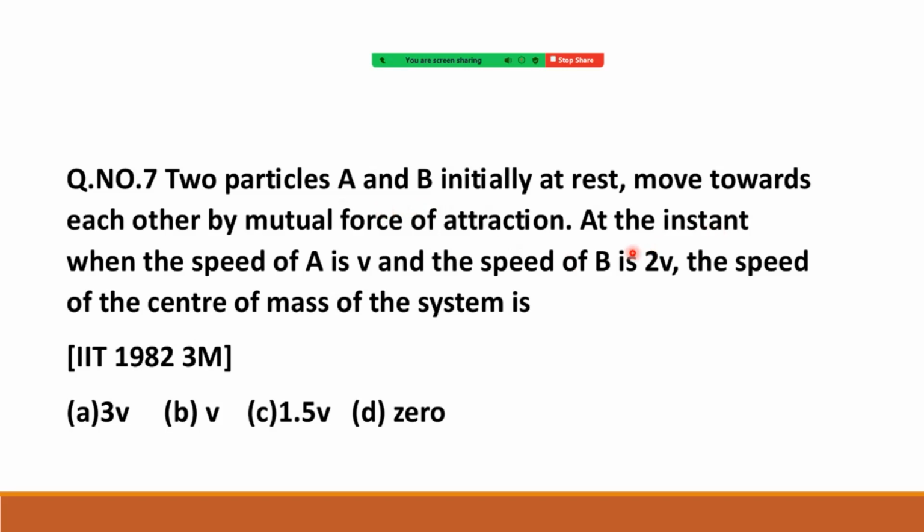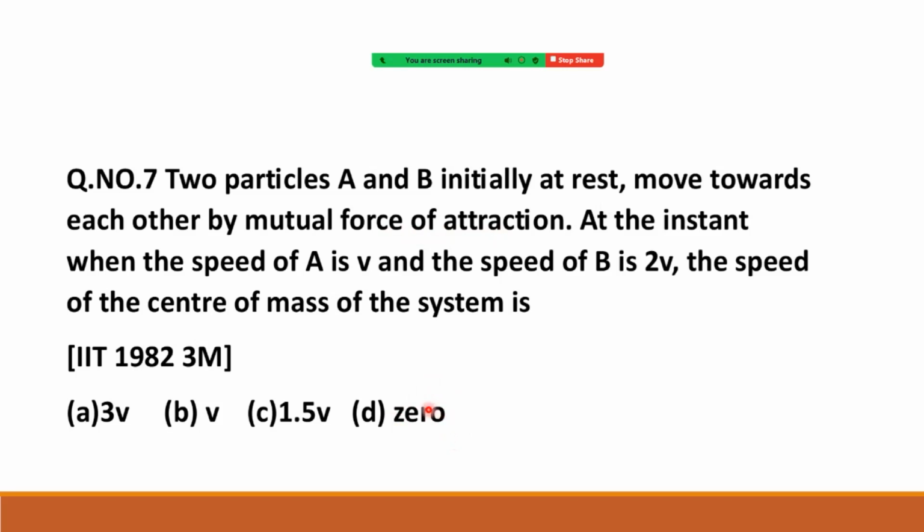Right. Next is the point. At the instant when the speed of A is v and the speed of B is 2v, the speed of center of mass of the system is? Just now we have discussed that because of internal forces, motion of center of mass does not change, right? Center of mass initially how much? Initially both particles were at rest, means VCM is 0. And this becomes internal force. Because of internal force, no change of motion of center of mass.